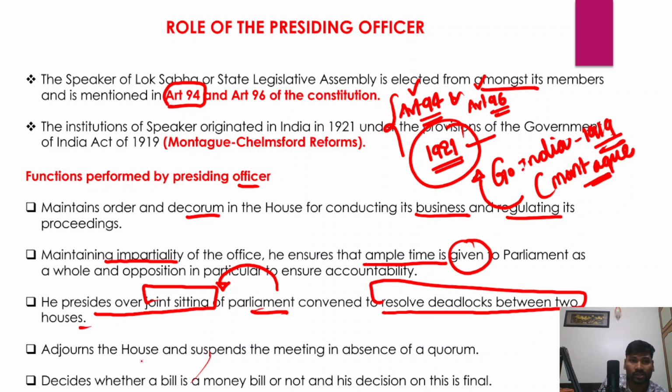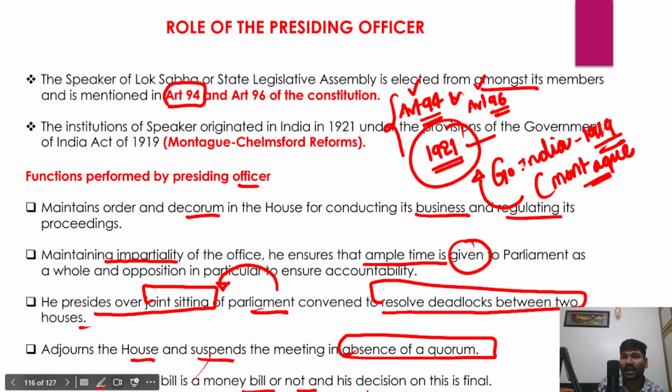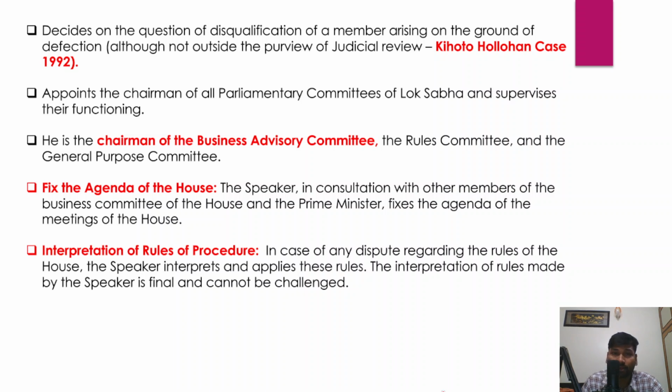He also adjourns the house and suspends the meeting in the absence of a quorum as well. He also decides whether a bill is a money bill or not, and his decision on this matter is final. So these are some important functions performed by the Speaker. Apart from that, other important functions are also performed by the Speaker, such as deciding on the question of disqualification. For example, as we have just discussed, under the 10th Schedule of the Indian Constitution, the power to decide on the disqualification of any member is with the Speaker.